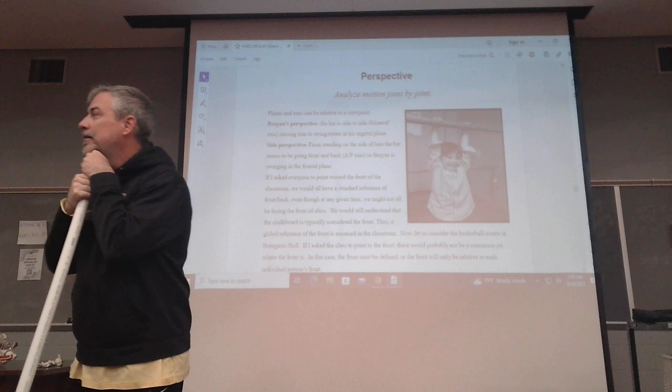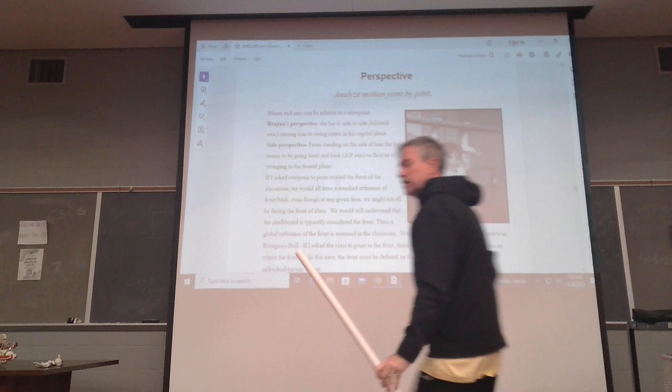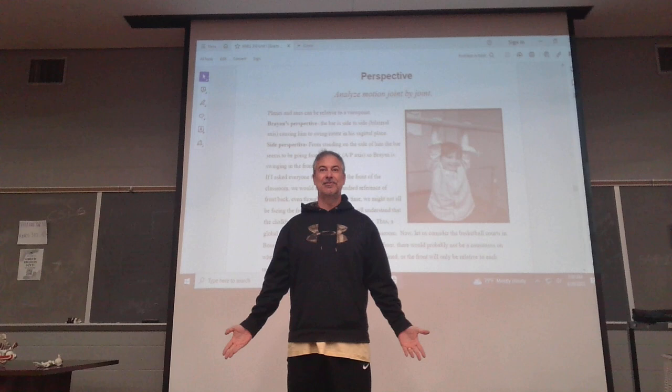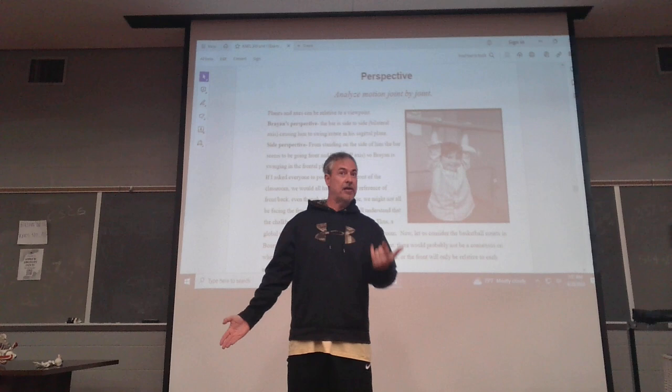So what you see is literally how your eyes process the planes and the axes. If I did something like this, I see sagittal, you guys see sagittal. But what if I turn my head this way? What do I literally see? I see frontal. Does that make sense? You guys still see sagittal. That's okay.